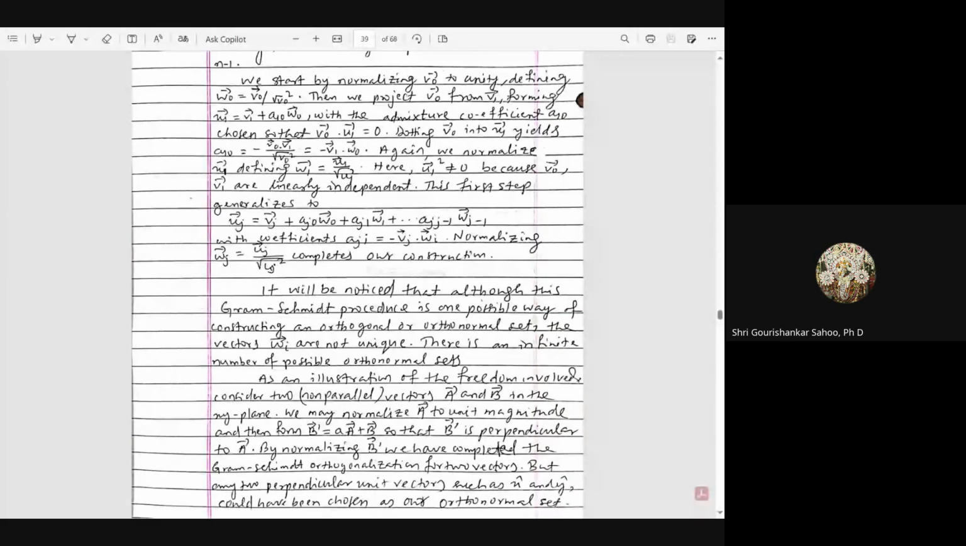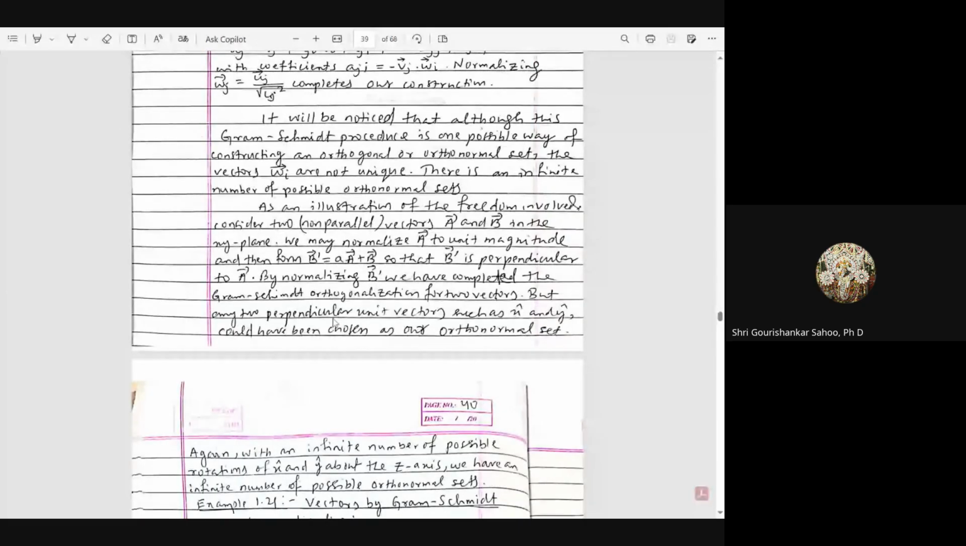So your Uj vector can be written as Vj vector plus Aj0 W0 vector plus Aj1 W1 vector, and so on up to Aj,j minus 1 Wj minus 1 vector, with the coefficients Aji equal to minus Vj dot Wi vector. So Wj vector is equal to Uj vector divided by root of Uj square, which completes our construction.